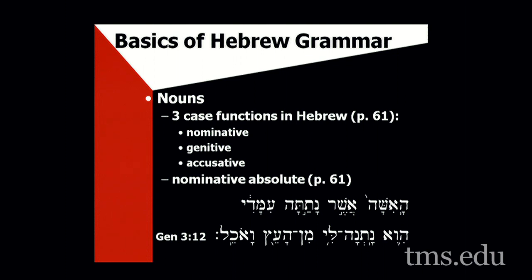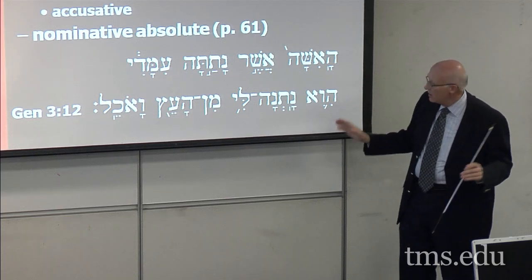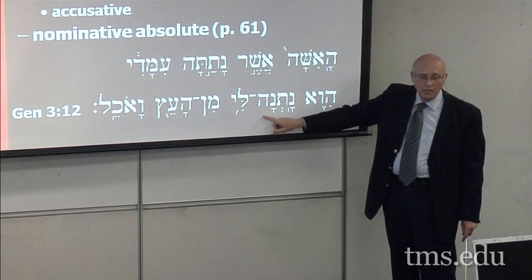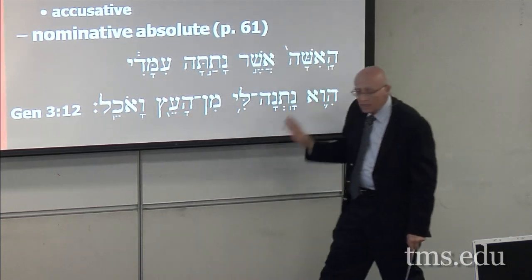When we look at Genesis 3:12, which you've translated, Ha'isha asher natata imadi, the woman whom you gave to be with me, hi natna li min ha'etz va'okel, she gave to me from the tree, so I ate. Now, let's talk about this a little bit. Let me come over here again. Notice, first of all, ha'isha can be dropped off here completely, and it still makes sense because the statement is she gave. And notice she gave, this is a qal perfect third feminine singular. She gave me from the tree, so I ate, is what's being said.